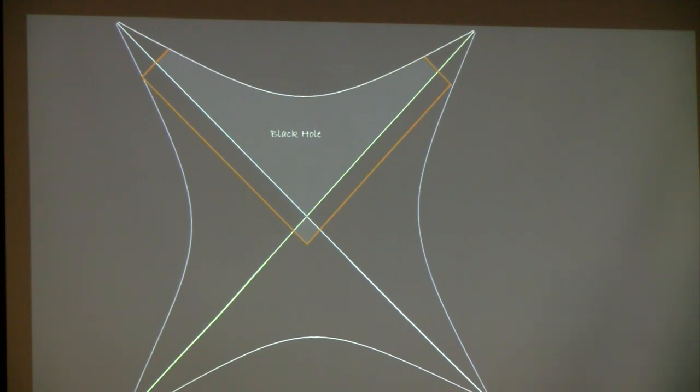And according to the idea that the computational complexity of the quantum state of the two-sided thermofield double state here, the complexity is action. I'll just remind you how it works. You pick a time. You draw what we call the Wheeler-DeWitt patch. The Wheeler-DeWitt patch is basically the union of all possible space-like surfaces that connect the two boundaries. So it's this region in here.